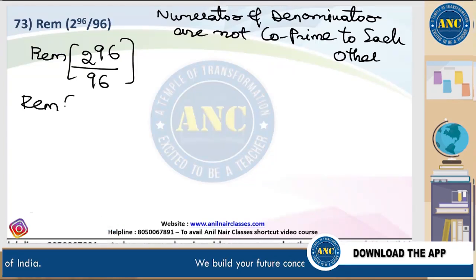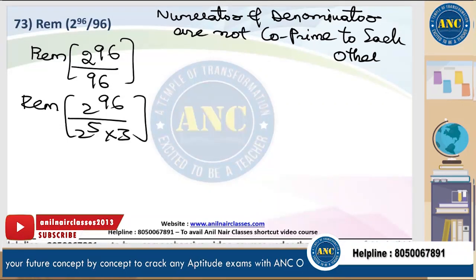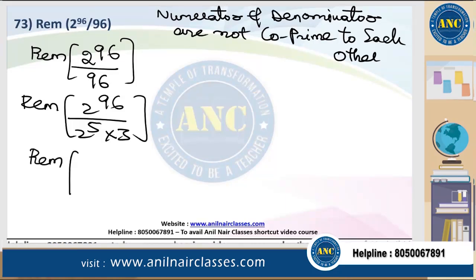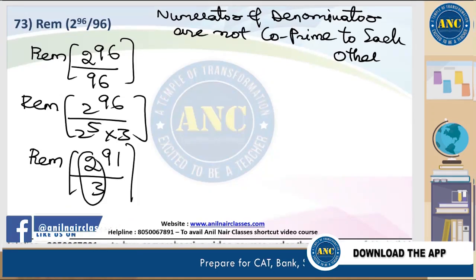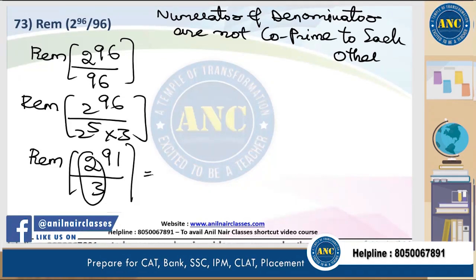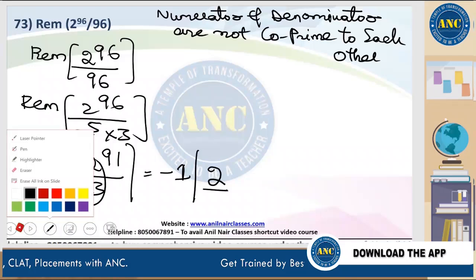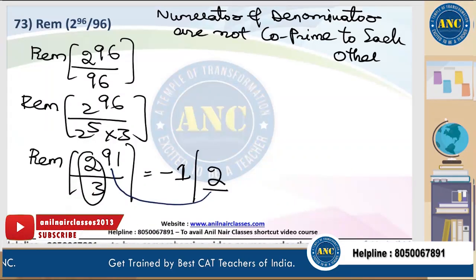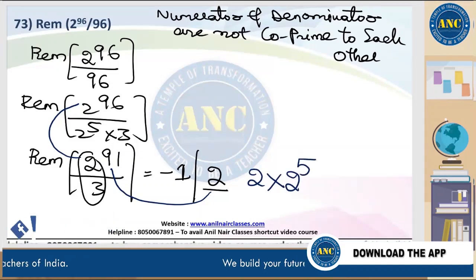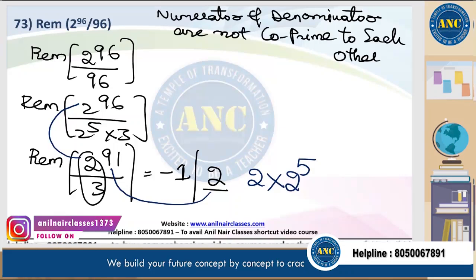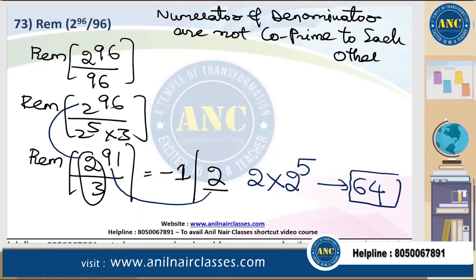First let me make it co-prime. 96 is 2 power 5 into 3, since 32 threes are 96. So this is nothing but 2 power 91 divided by 3. 2 divided by 3: 3 ones are 3, remainder minus 1. Minus 1 power odd is minus 1, which means the positive remainder is 2. 2 is the remainder for 2 power 91, but I want it for 2 power 96. So again 2 power 5 should be multiplied: 32 into 2, the answer is 64.